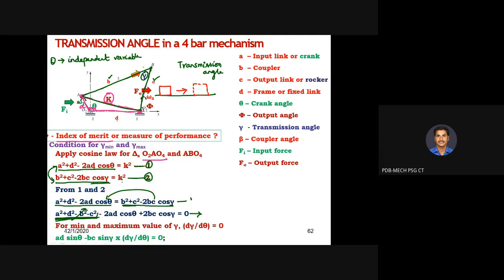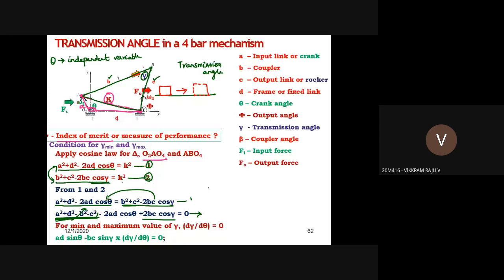Correct? Okay, so here there is a 2 already. A 2 comes here, I took it out, took it to the right hand side and made it 0. So it becomes 2ad sin theta. And another term, this one, what will it become? Here we are differentiating gamma with respect to theta. Now what will it become?